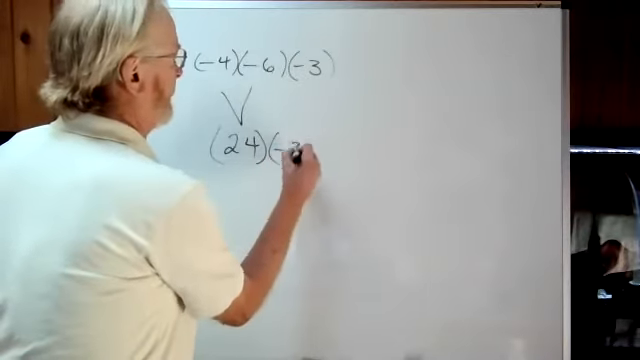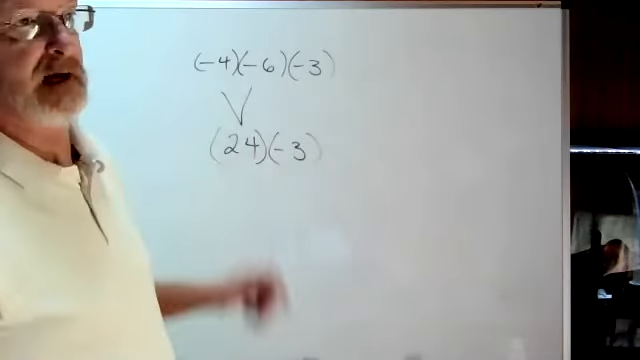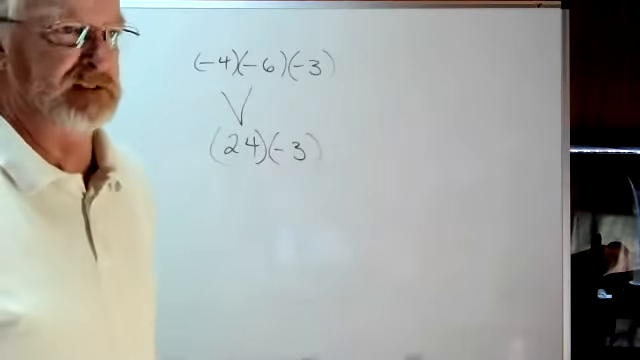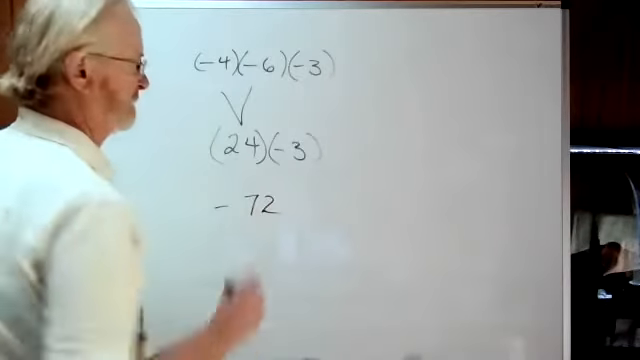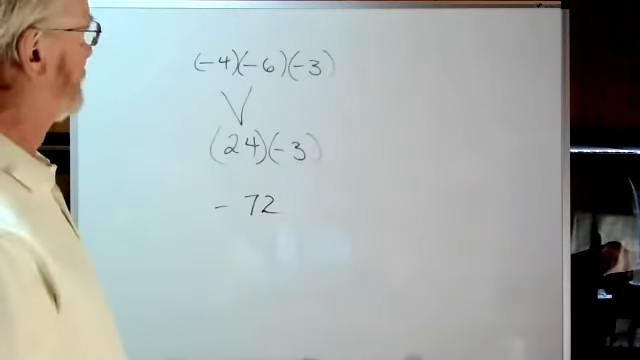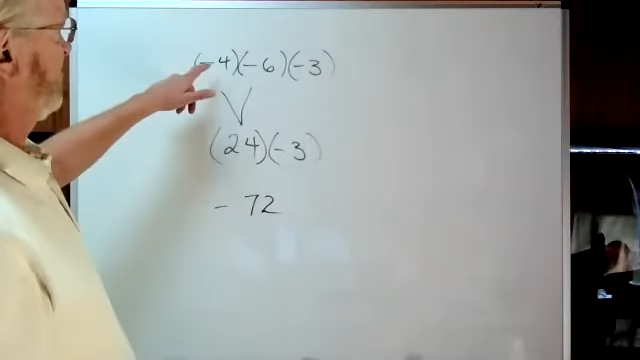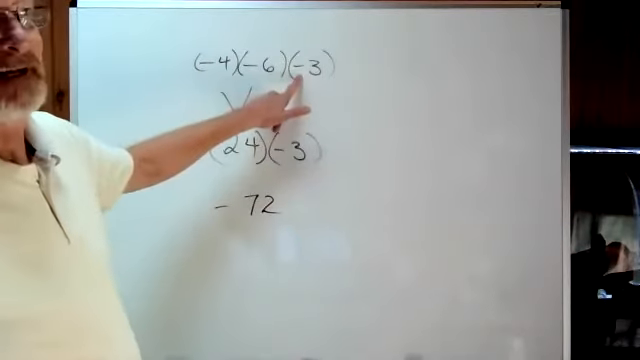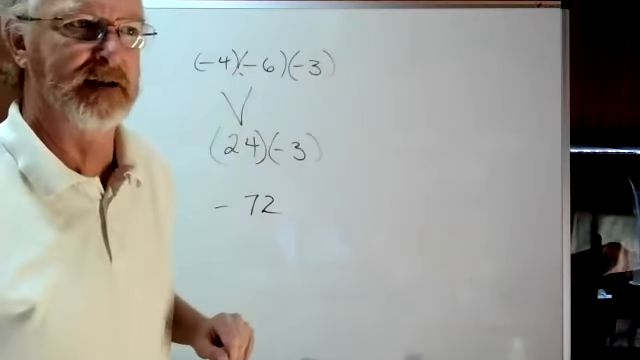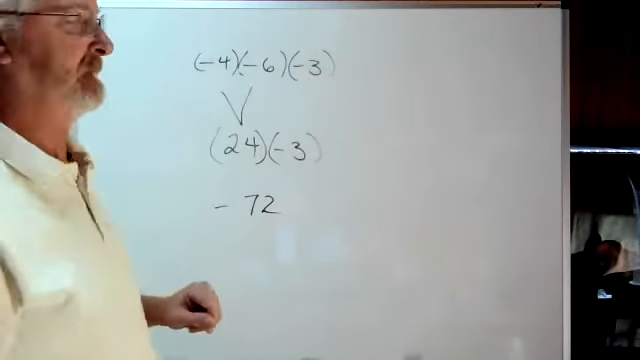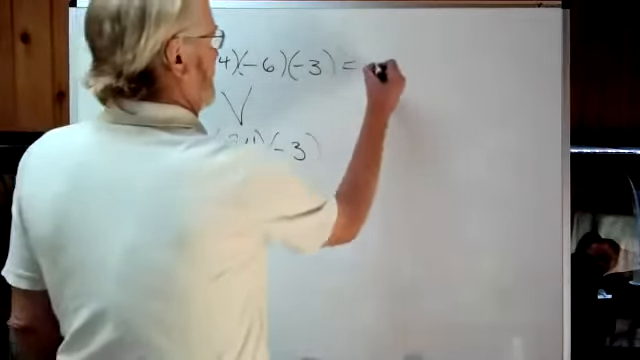But then I still have times -3. So now I have positive times negative, which means my result will be a negative number, and that happens to be 72. 3 times 24, 72. What can we draw or infer from this? If I have an odd number of negative signs, every pair turns positive, but then I have an odd one out that turns it negative again. If I have an odd number of negative signs, I'm going to get a negative number.